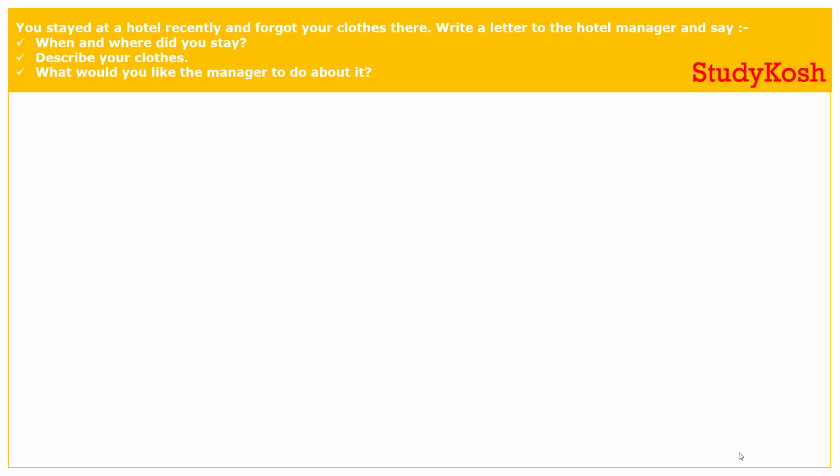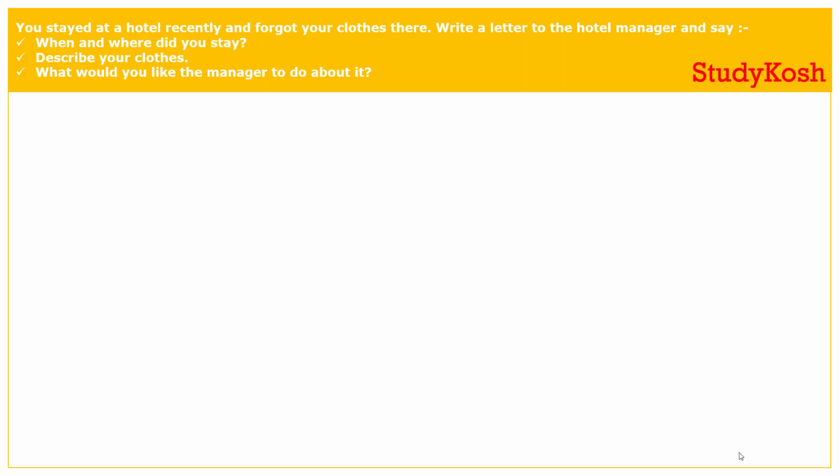Under clothes description, make some sub points. Color of the clothes, brand of the clothes, where you have kept it, why you forgot it. All the details you need to tell under point number 5. Afterwards, what would you like the manager to do? What do you want the manager to do? This will be point number 6, meaning to help you in finding the clothes.